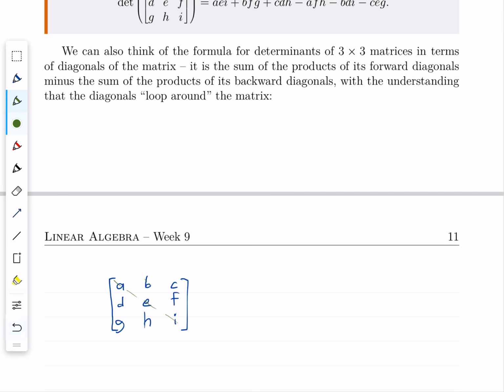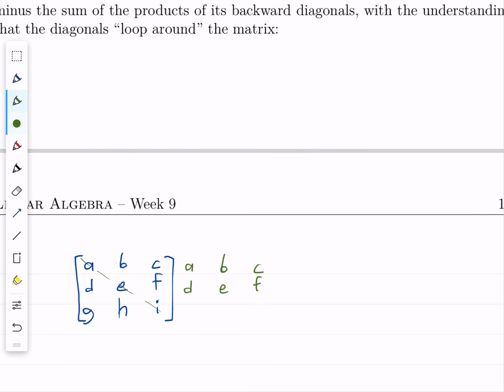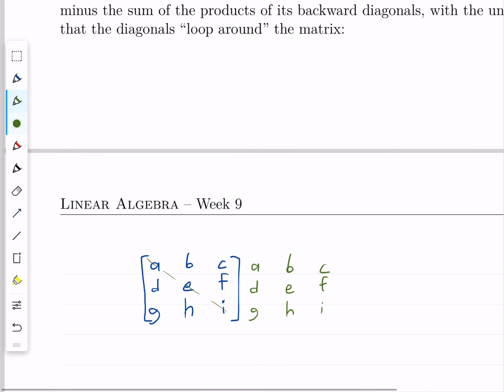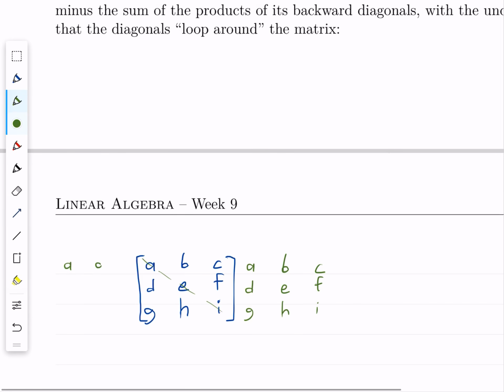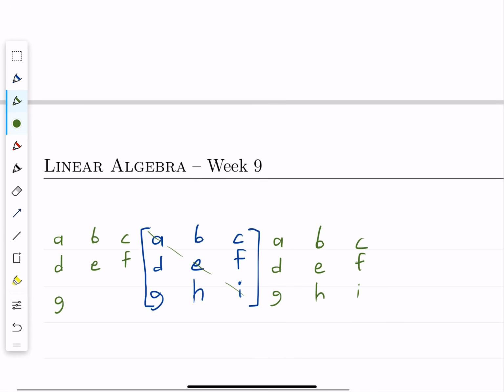So what I'm going to do is write additional copies of this matrix beside itself. All right, so I'm going to write A, B, C, D, E, F, G, H, I on its right and on its left. Okay, so just another copy of the matrix on its left and right, to make it easier to picture what's going on here, because I'm going to talk about these diagonals looping around.